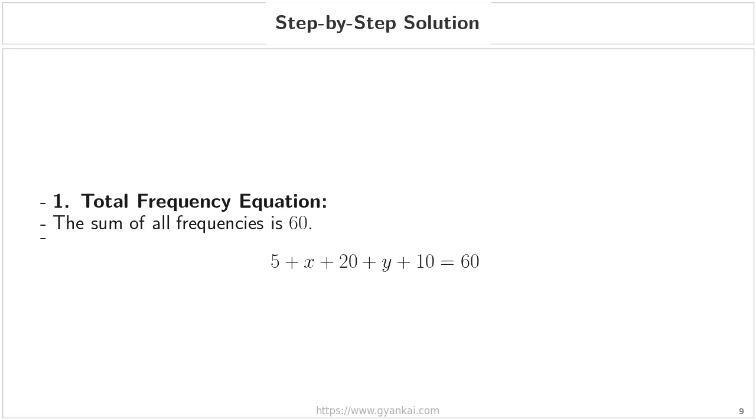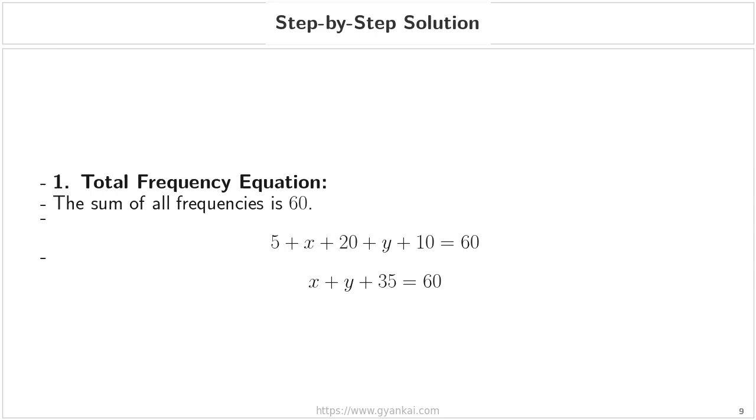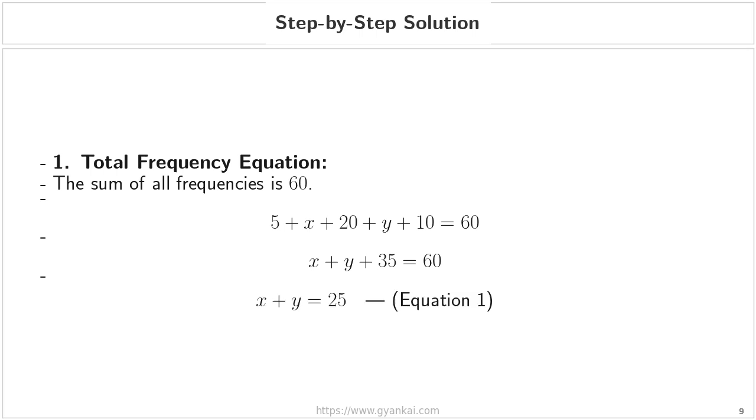Looking at our frequency column, we have 5 plus x plus 20 plus y plus 10. When we write this out as an equation, it looks like 5 plus x plus 20 plus y plus 10 equals 60. To make this easier to work with, let's simplify the left side by combining all the constant numbers. 5 plus 20 plus 10 gives us 35, so our equation simplifies to x plus y plus 35 equals 60. Finally, if we subtract 35 from both sides to isolate our variables, we get x plus y equals 25. We will label this as equation 1.